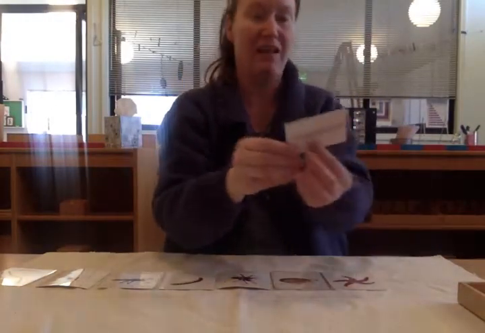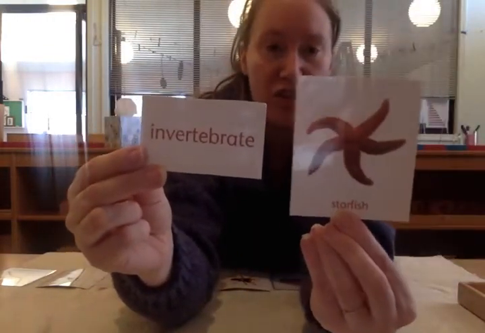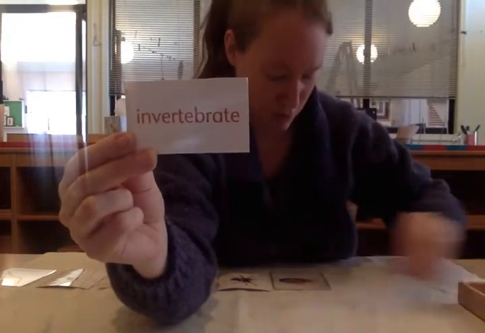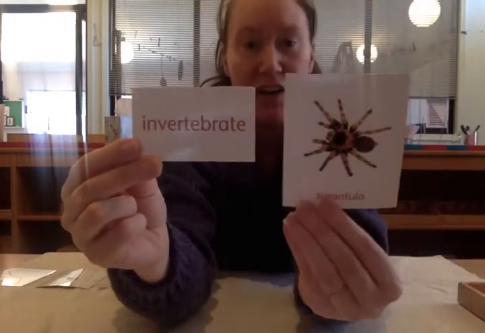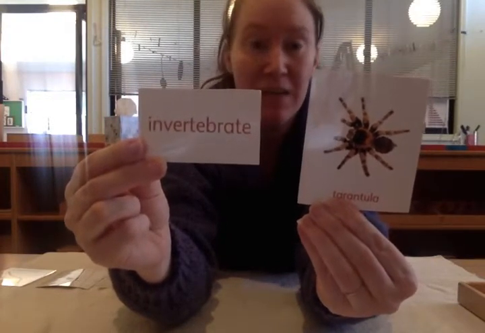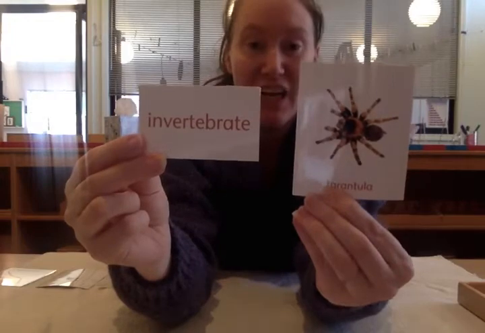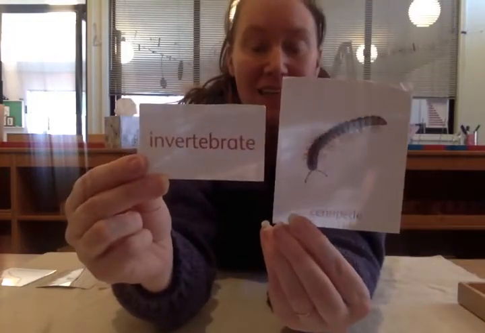Okay, now let's look at the invertebrates, which means they do not have a backbone. Starfish do not have a backbone. Clams, they don't have a backbone, they have a shell, so they're invertebrates. Spiders, invertebrates. They have an exoskeleton, but not made of bone, invertebrates. Centipede, invertebrates.